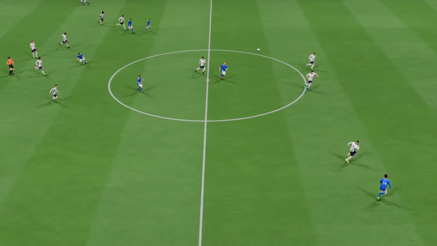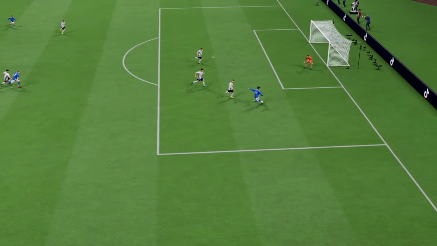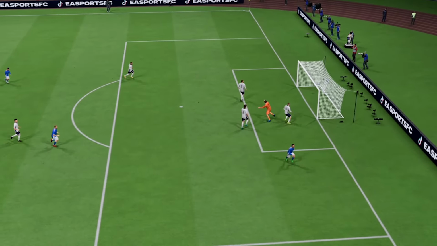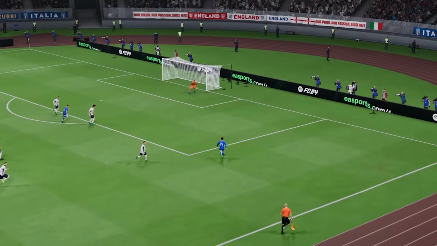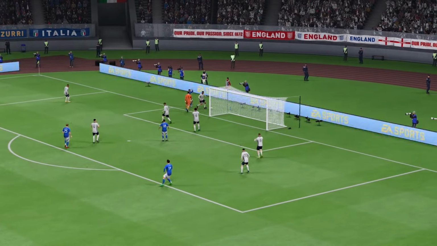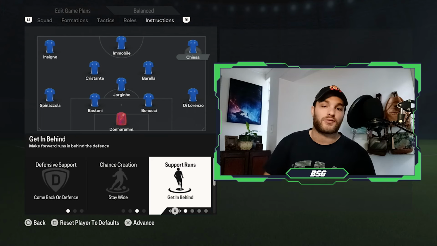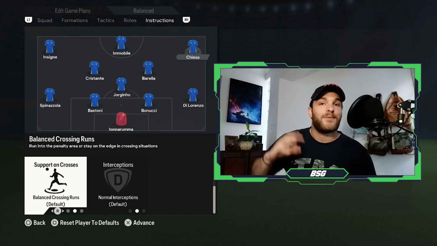The chance creation will be set to stay wide, essentially with Di Lorenzo joining up with the back three every now and then. You don't really have a lot of support down at the wider channel, so you do require your right winger to try and hug the touchline and make sure that he is generating those 1v1 situations whilst also looking to penetrate the backline of the opposition from that right-hand side. The interceptions will be set to normal and you want him to be set to having a balanced crossing run.